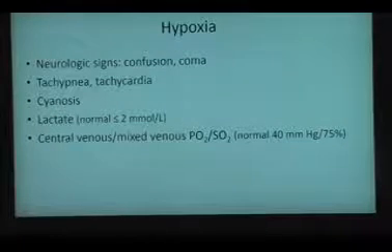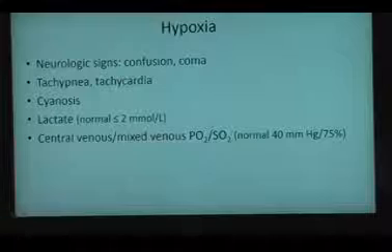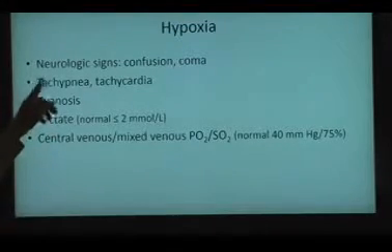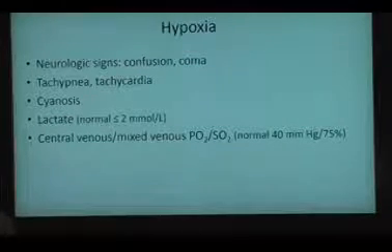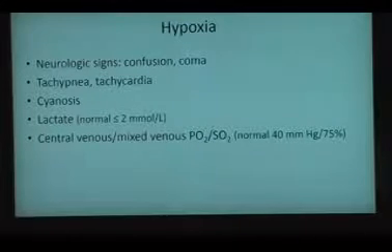So how do we recognize hypoxia when we see it? Clinical signs aren't very good, as I'm sure you all appreciate. With hypoxia, there are neurologic signs such as confusion and coma, but there are lots of things besides hypoxia that can cause confusion and coma. Tachypnea, tachycardia, lots of things cause those. Cyanosis is not very useful. Patients can be profoundly hypoxemic and hypoxic without cyanosis.